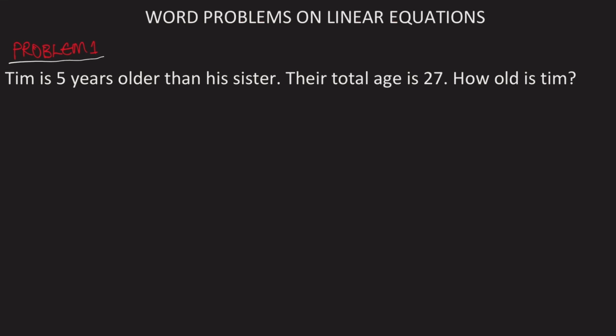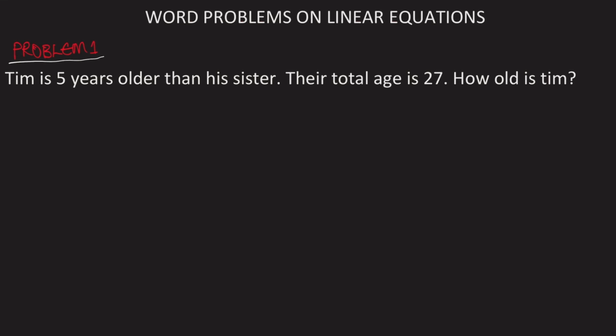Problem 1 says Tim is 5 years older than his sister. Their total age is 27. How old is Tim? So let's solve. The first thing we are going to do when solving a linear equation is to name the variable we are looking for a letter. It could be x, it could be y, it could be z, whatever you choose.